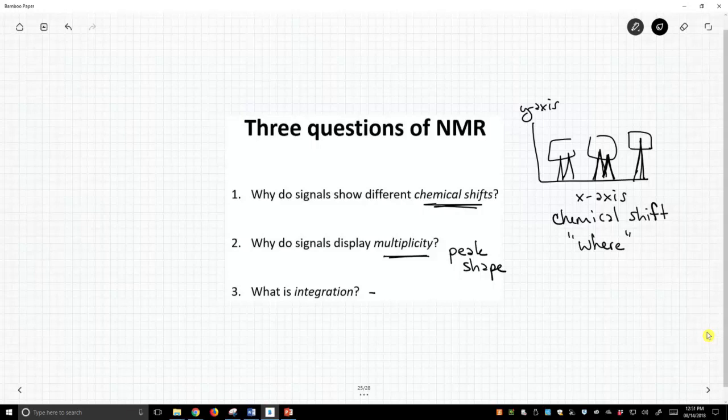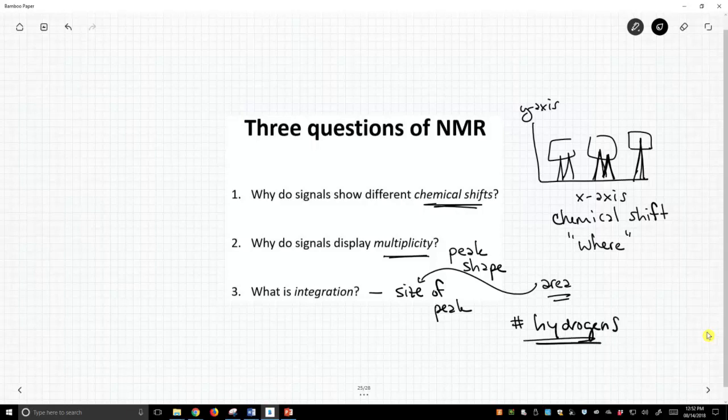And then finally is integration, and this is simply the size of the peak. When we talk about the size, we are talking about the area of the peak. So it's not simply how tall it is, it's not simply how wide it is, it's that height and width combination. So it's the area of the peak. The larger the area, the more hydrogens are contributing to that signal. So this is going to tell us the number of hydrogens that we have.